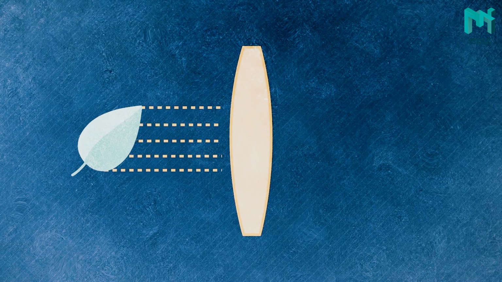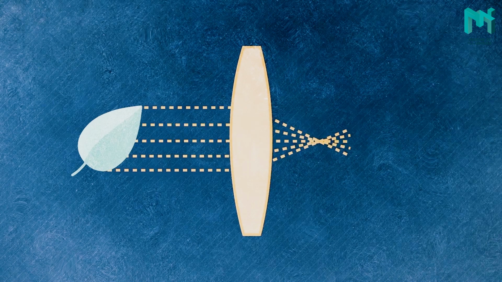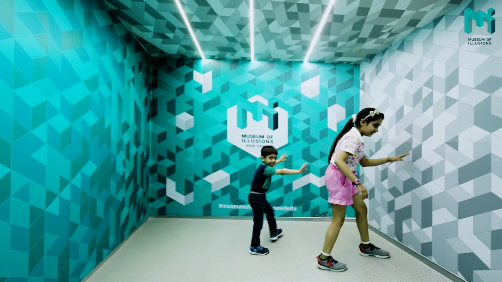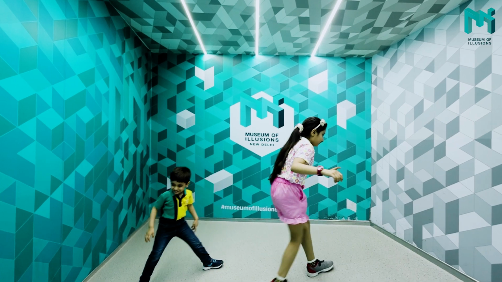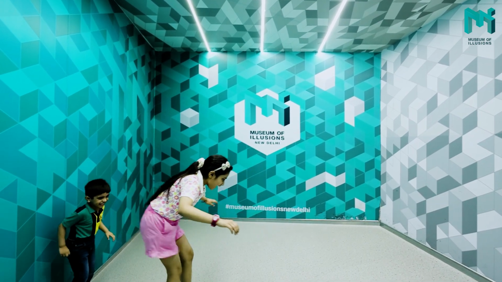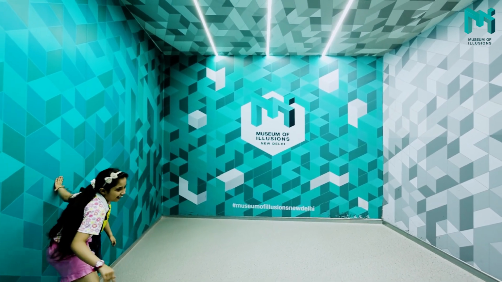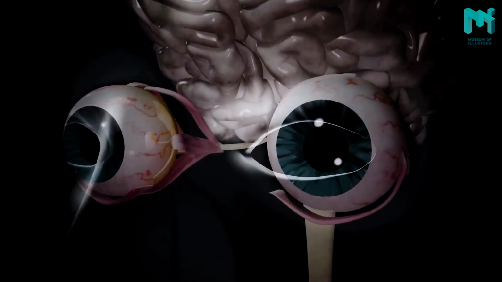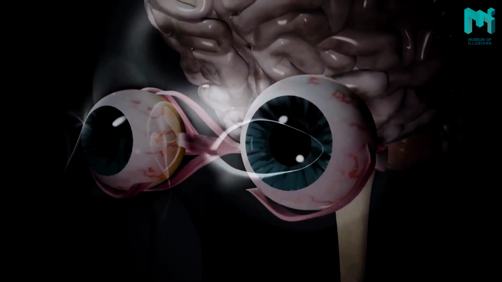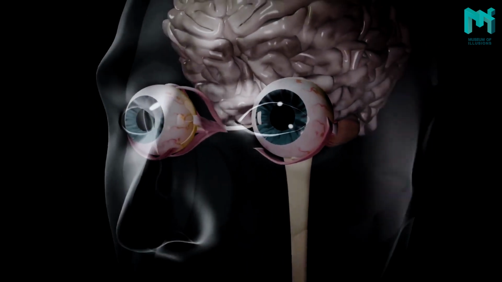And what about those lessons in physics about light and optics? The Ames Room demonstrates how light and perspective can be manipulated to change our perception. It's like learning about how our eyes and brain work together to interpret what we see.